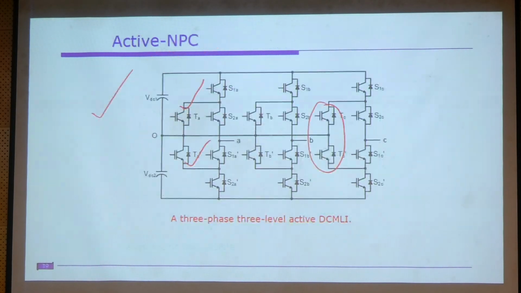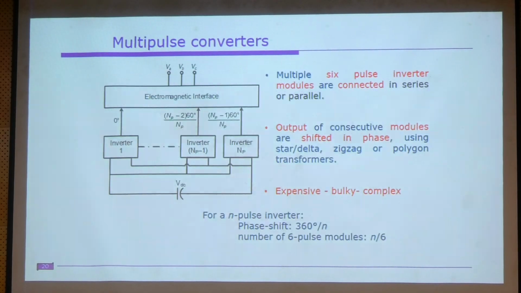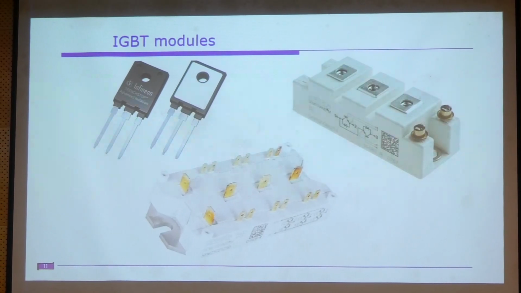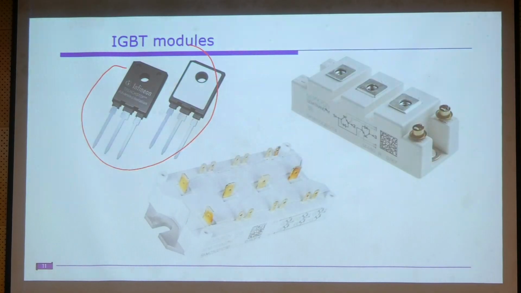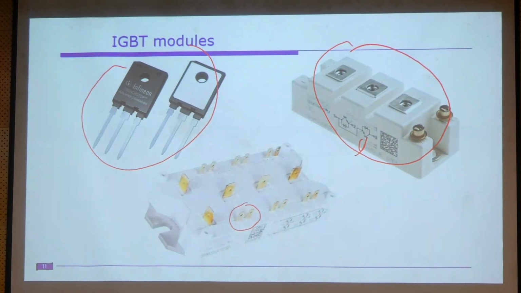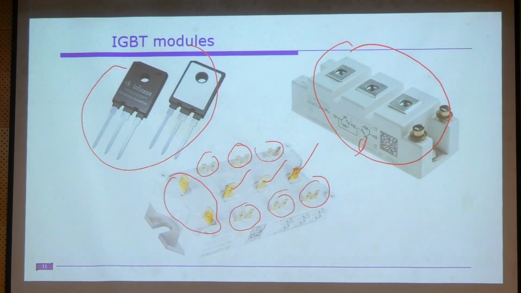So modules are something like this. This one is known as a discrete device, and these are known as modules, right? If you see this one, this is one phase leg, whereas this one is the entire 2-level inverter. These are the firing pulses, the 6 firing pulse provisions. So this is A phase, B phase, C phase, and this one is the DC link. This is known as the module.